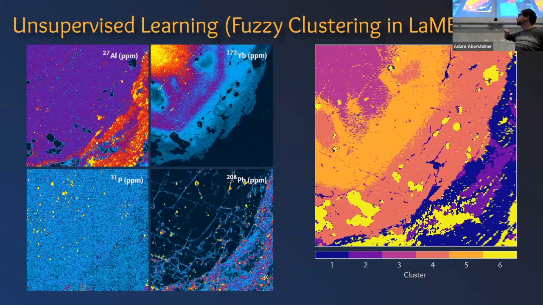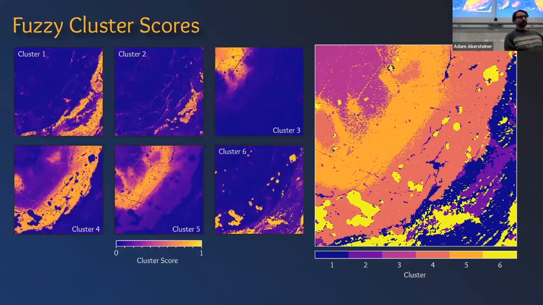This is the result from this. And you can see that the result is reasonably similar to that trained classification that was done earlier on this data set. And if we look at the fuzzy cluster scores, this is where it actually gets really interesting, because now we see how confident we are in each of the data points that fall into each one of these clusters.